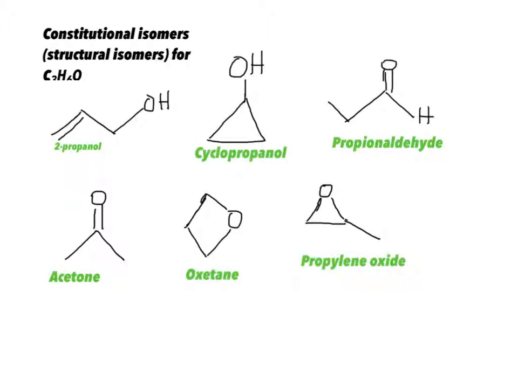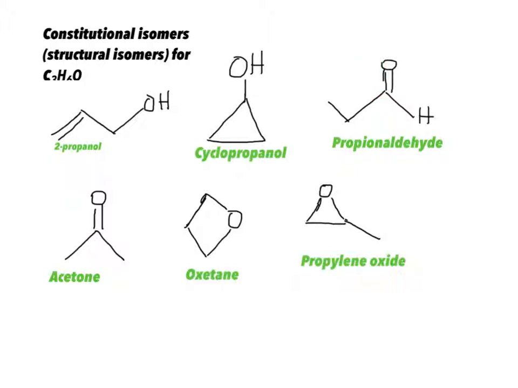First is 2-propanol. You will note that there are 3 carbons, 1, 2, 3, as well as the oxygen and the 6 hydrogens. The cyclopropanol also has the exact same 3 carbons, 1, 2, 3, the oxygen, and the 6 hydrogens. Then the propenyl aldehyde, 1, 2, 3, the oxygen and 6 hydrogens.